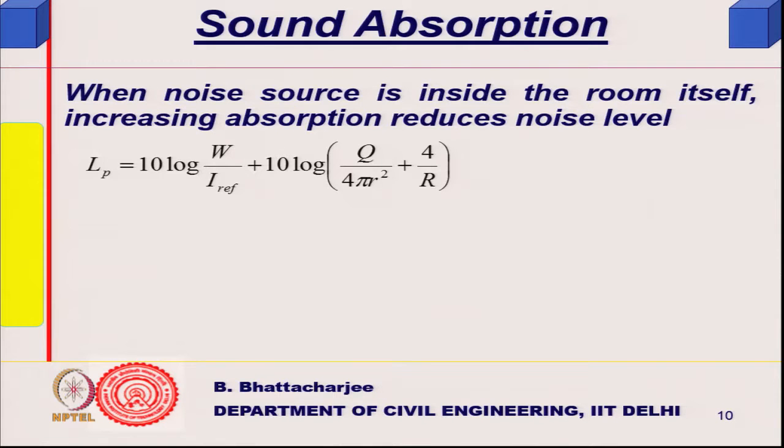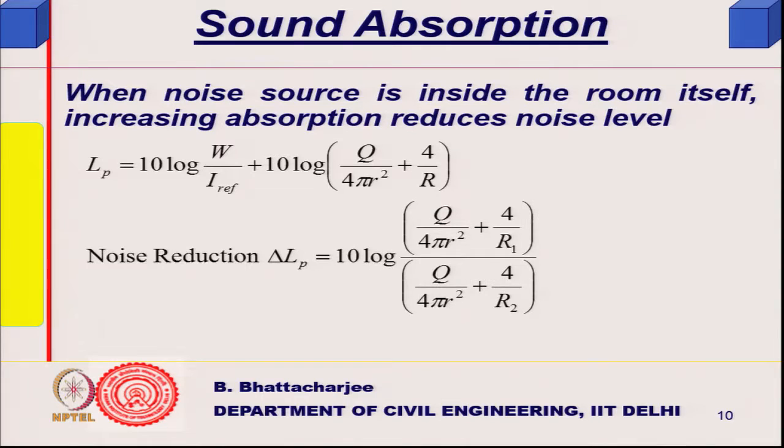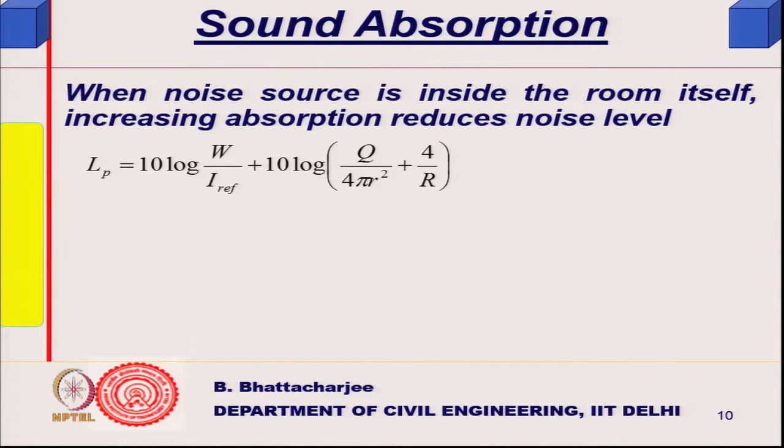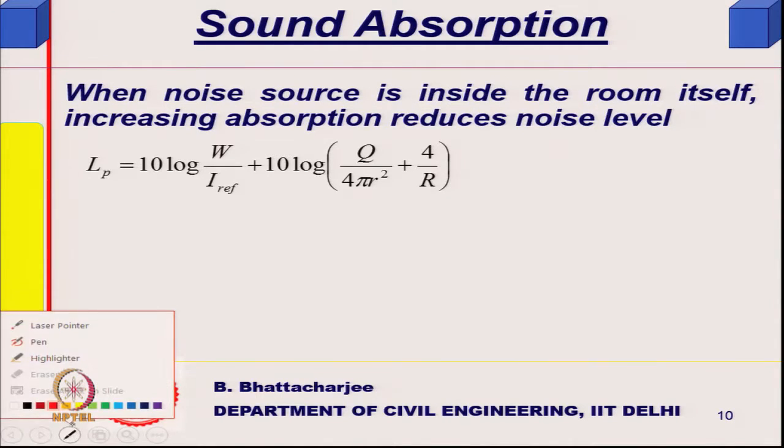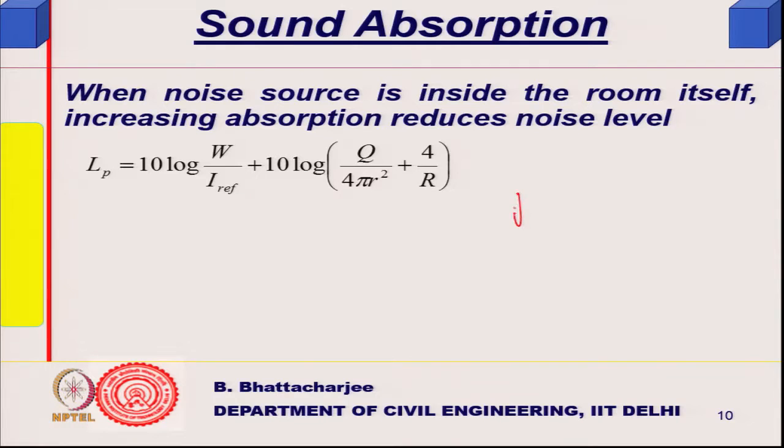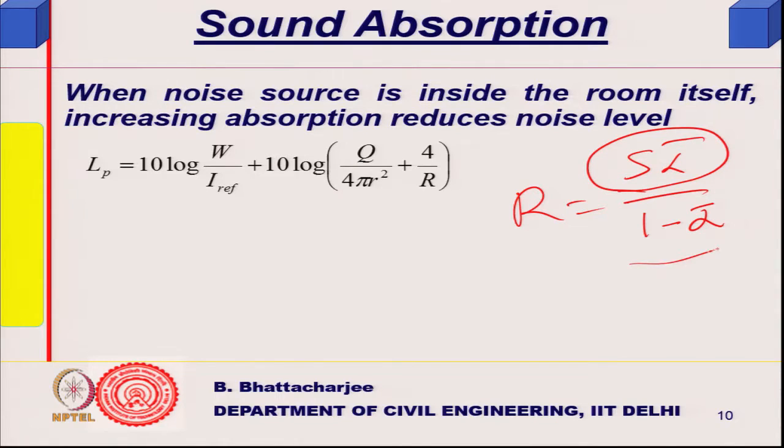plus 10 log q by 4 pi r square plus 4 by r. So, if I now change the r, let us say, what was r? If I recollect, r was room constant and we said it was S alpha bar divided by 1 minus alpha bar. So, it is a property of the room. This is the total absorption in the room and this is 1 minus average absorption in the room, right.